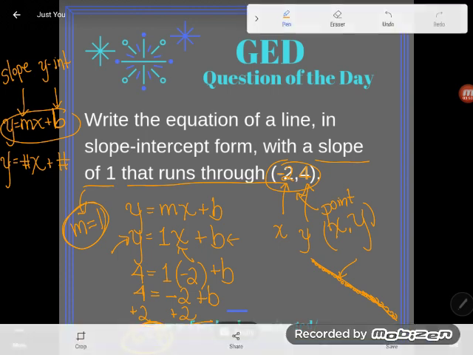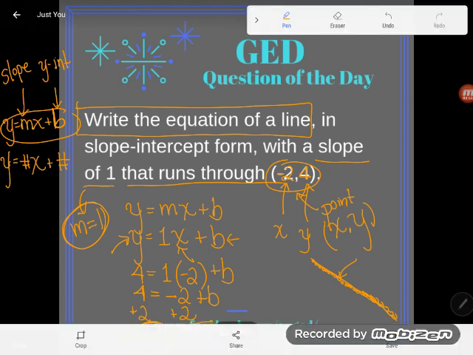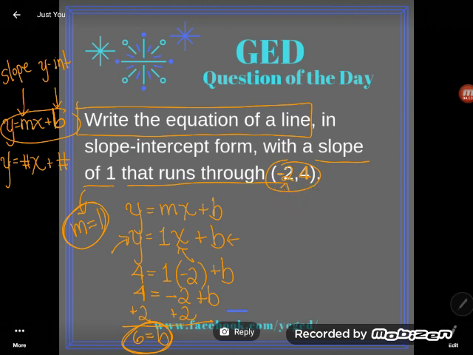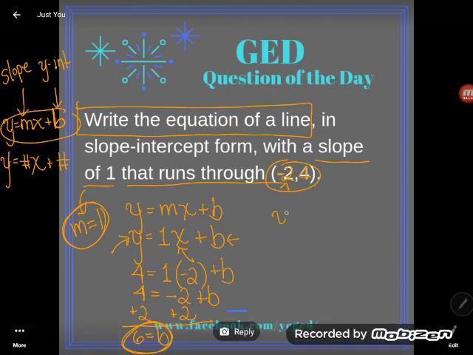But don't just stop here, guys. What do they want as my final answer? They want my final answer as the equation of a line. The equation of a line. So now that I know what my m and my b are, I'm going to plug them back in to the y equals mx plus b equation, the slope-intercept form of a line. Let's do it.